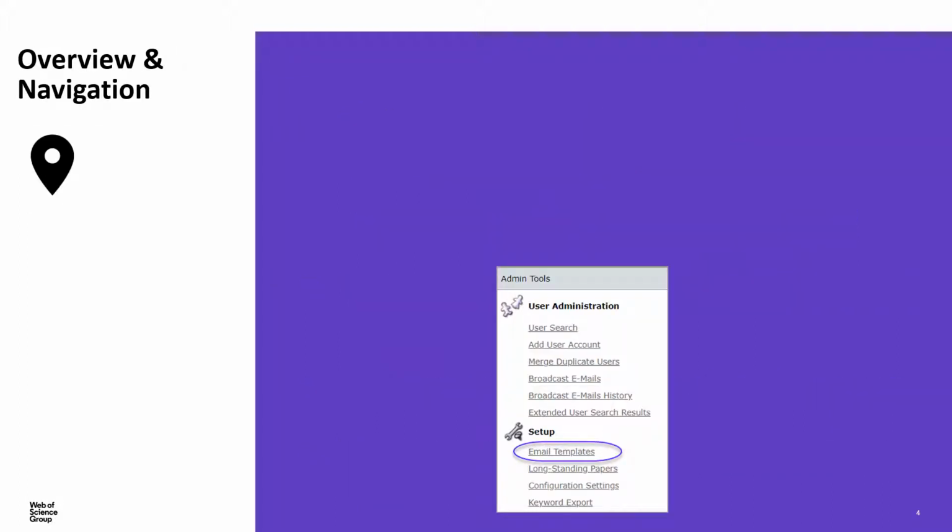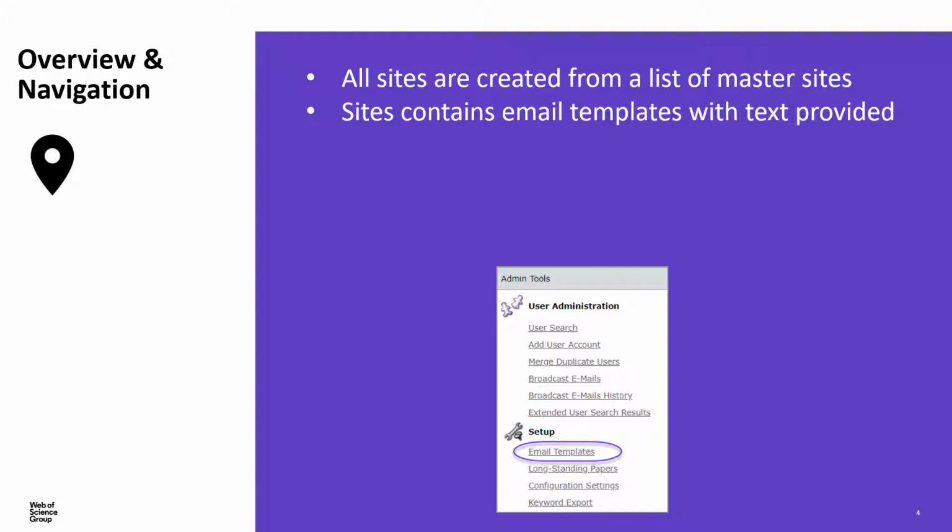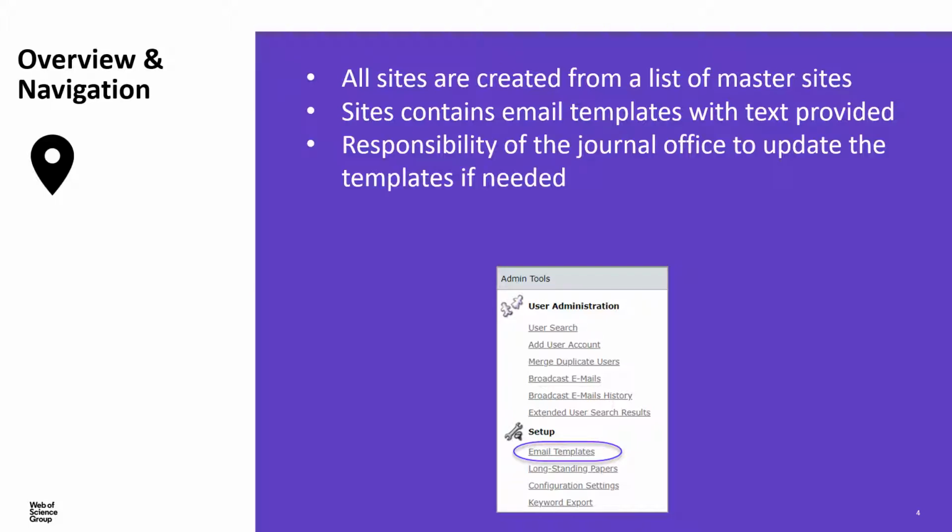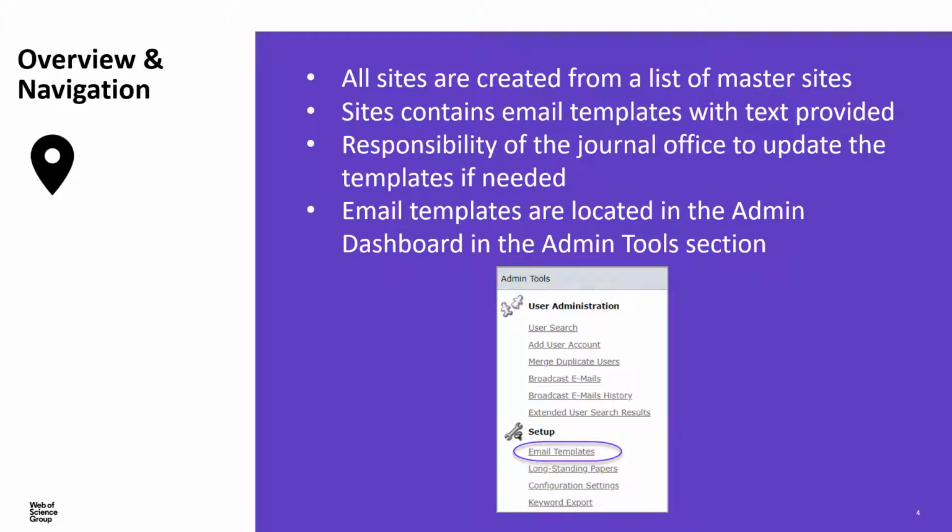All sites are created from a master list of sites. Sites contain emails with text provided. It is the responsibility of the journal office to update the templates if needed. Email templates are located in the Admin dashboard in the Admin Tools section.